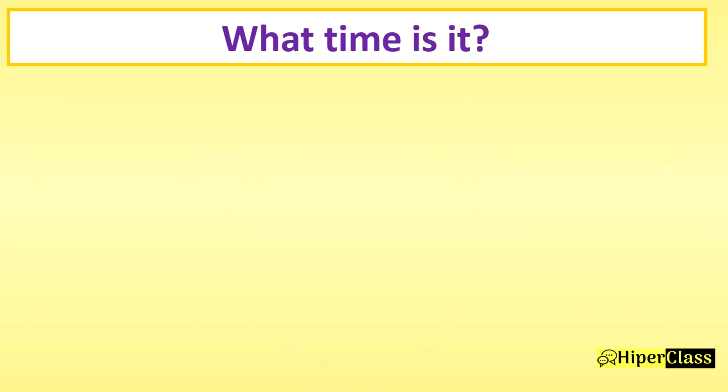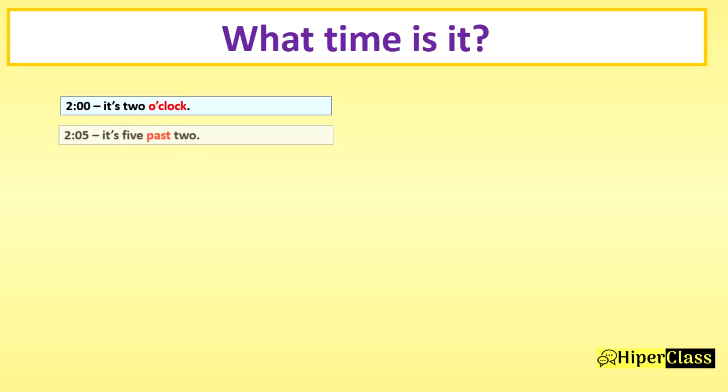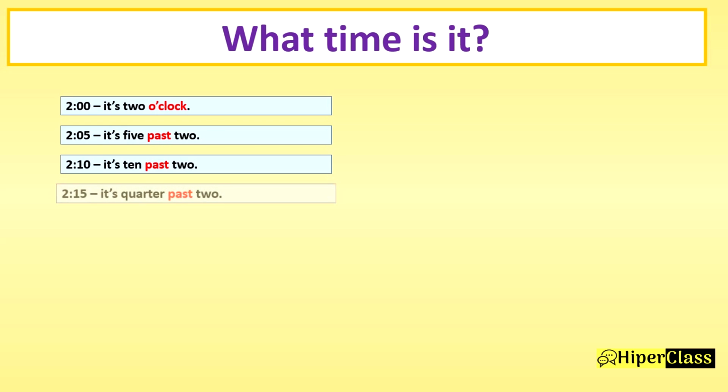Here we have some examples. The first one, it's 2 o'clock. Son las 2 en punto. It's 5 past 2. Son 5 minutos pasados de las 2. It's 10 past 2. Son 10 minutos pasados de las 2. It's quarter past 2. Es un cuarto pasado de las 2.